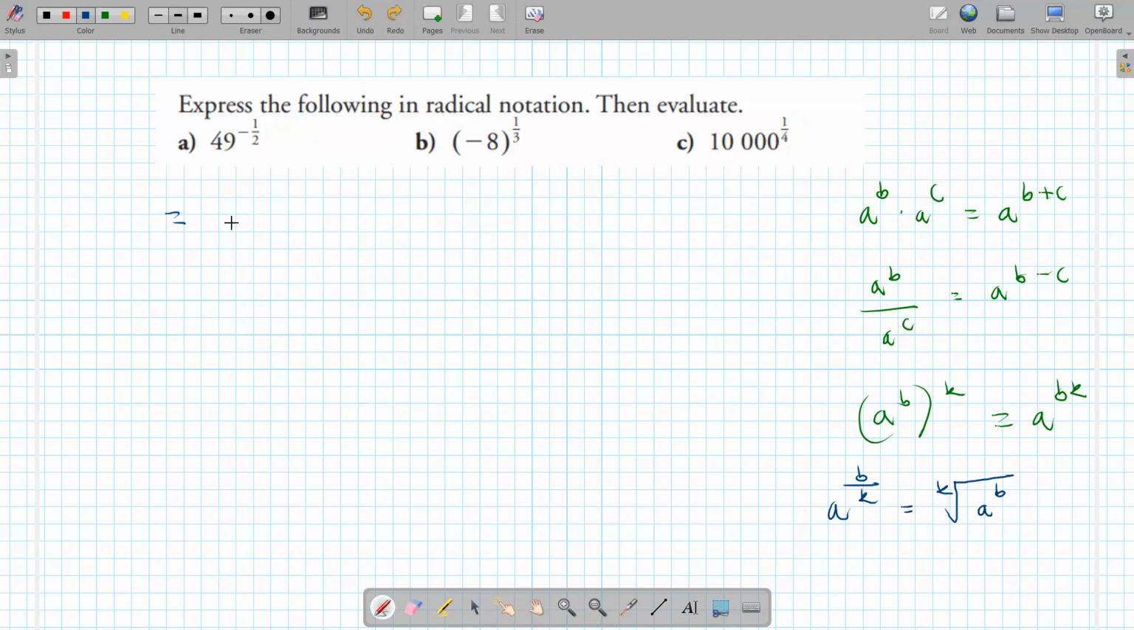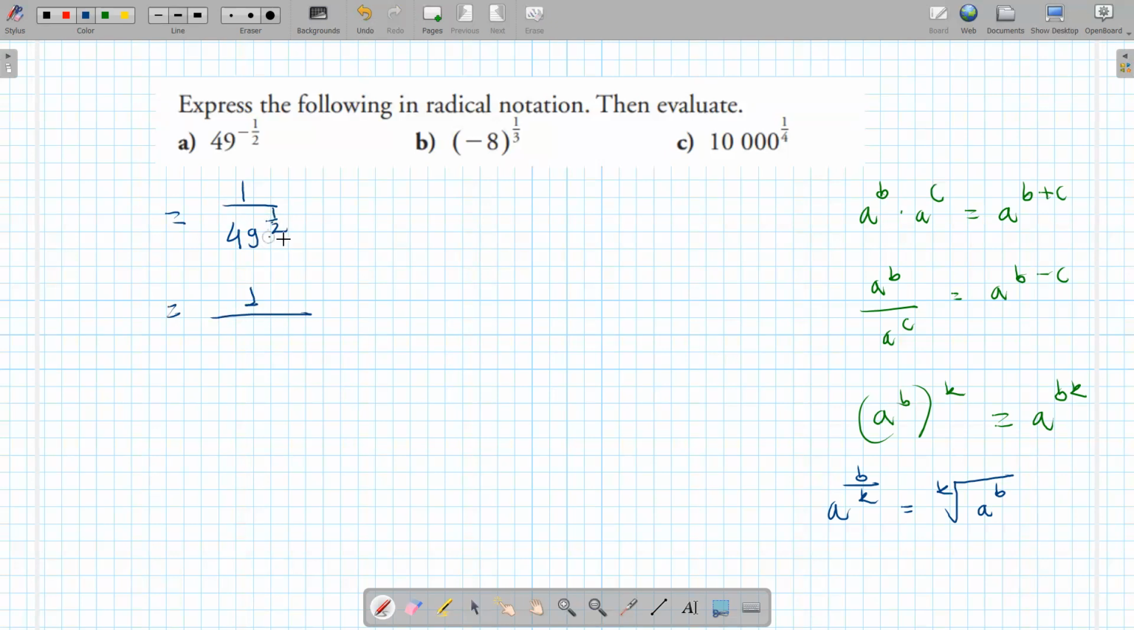How do we make a negative exponent positive? You throw it, right? Just toss it. Right now it's in the numerator. There's an invisible denominator of 1. We're just going to throw it in the denominator. So it becomes 1 over 49 to the power of 1 over 2. The negative exponent has become positive.